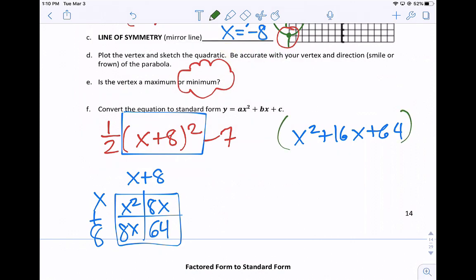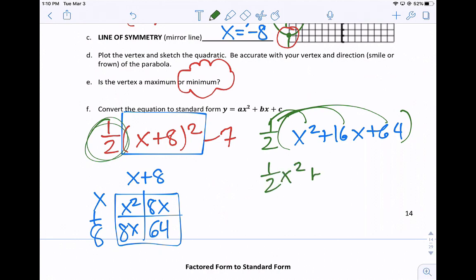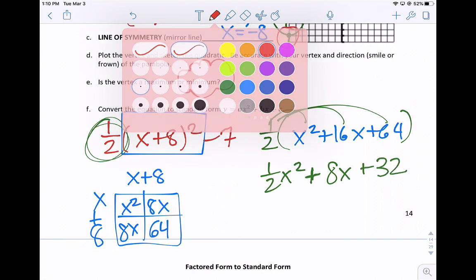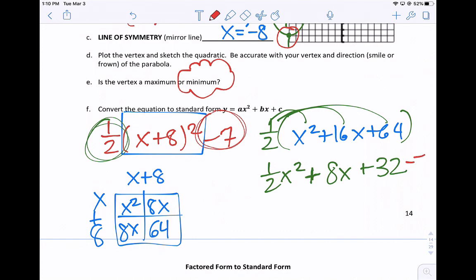But we're going to take half of that. So the next step is distribute the 1/2. So we have 1/2 x squared plus half of 16 is 8, so plus 8x. Half of 64 is 32. And then the last step is we have this minus 7 hanging out at the end. And we'll combine like terms. So we have 1/2 x squared plus 8x, and then 32 minus 7 will give us 25.